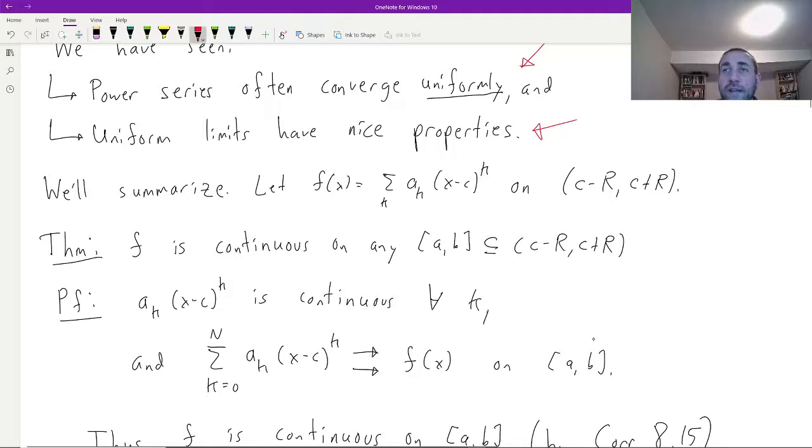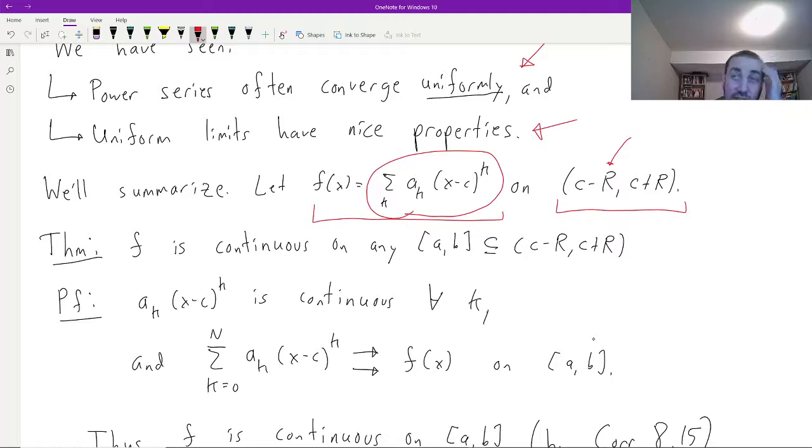Throughout the whole video, I'm going to let f(x) be equal to the sum from k equals 0 to infinity of a_k (x minus c)^k. So this is some power series, and I assume that this convergence happens on this interval from c minus r to c plus r, where r is the radius of convergence of this power series. Okay, so I'm just setting the same notation that I had in the last video. Here's the first theorem. f is continuous on any closed interval from a to b, which is contained within this open interval on which the power series is guaranteed to converge.